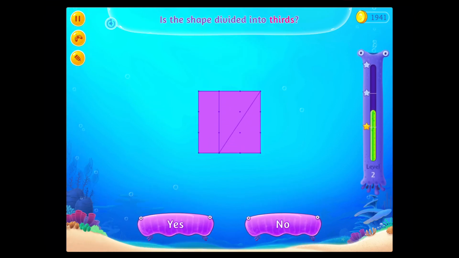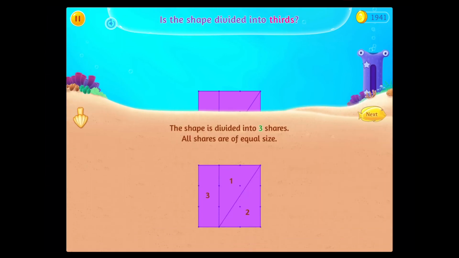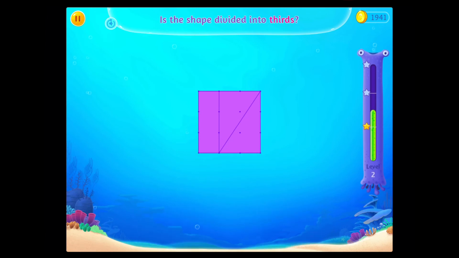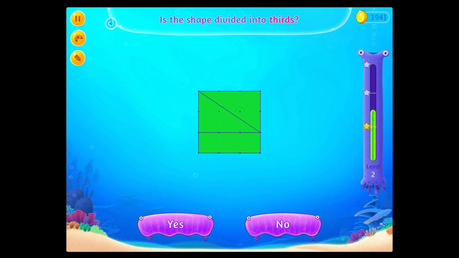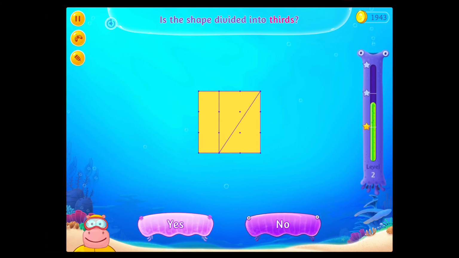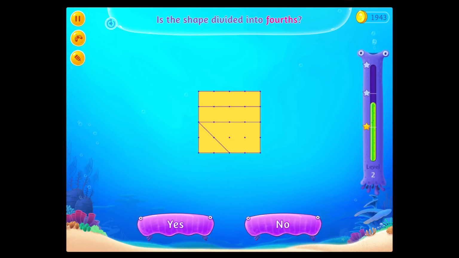Is the shape divided into thirds? No! Is the shape divided into thirds? Correct! Is the shape divided into thirds? Correct! Is the shape divided into fourths? Good going! Is the shape divided into fourths?